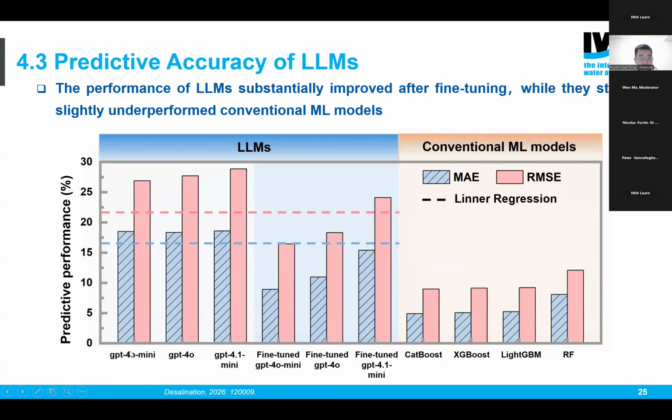And we can see from this figure that the GPT-4o mini and the GPT-4o, and also GPT-4.1 mini, have high MAE and high RMSE. It means that the models did not perform well in the prediction mission for the membrane rejection process. And when we fine-tuned our models, we can see from this figure that their performance improved largely, and we can have a simple conclusion that after fine-tuning, the large language models can be used to predict or to understand the rejection process. But actually, the fine-tuned large language models still performed worse than the conventional models.